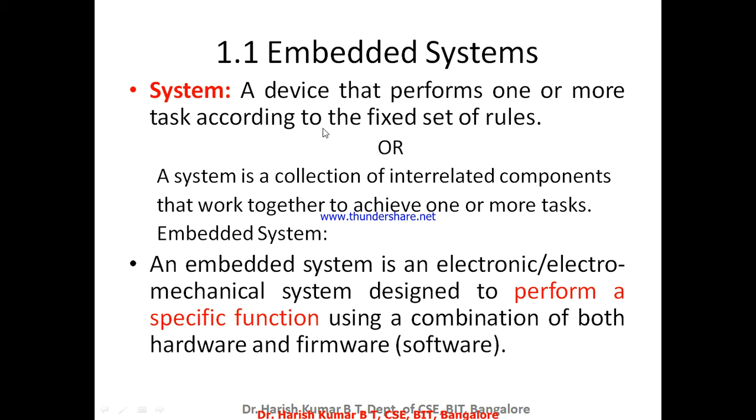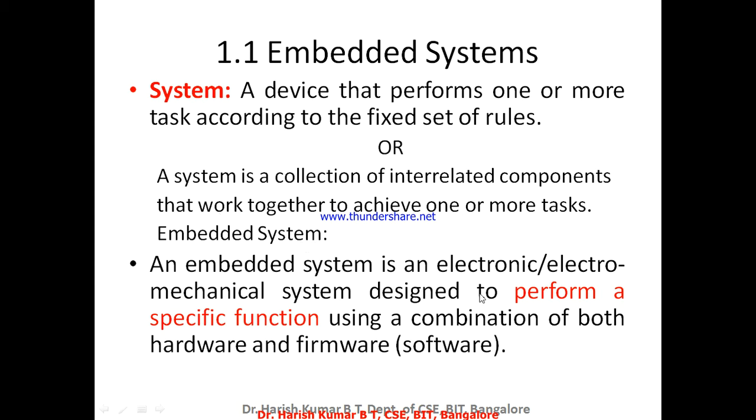A system, you can define it in two ways. It's a device that basically performs one or several tasks by following a set of procedures. Another way of defining the system is that it is a collection of interrelated components that work together to achieve one or more tasks. What examples can you give? You can give the computer system itself as an example. Embedded system is one more example, and that is what we are discussing. In general, we were discussing the definitions of the system, the operating system, and now embedded system. This is in general the definition of the system. Now we'll try to define what is an embedded system.